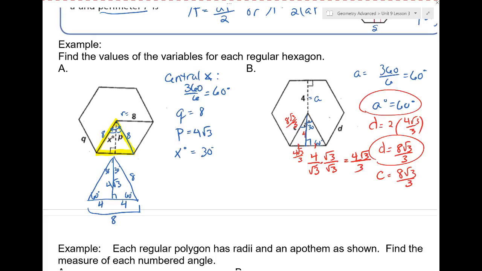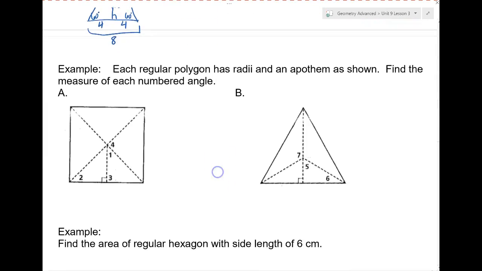All right, let's see if we can keep going with these and see if we got a good pattern here. Oh, look, it says for each regular polygon has a radii and apothem as shown. Find the measure of each numbered angle. All right, first things first, you always solve for your central angle first. So guys, your central angle, which by the way is angle 4, what's it going to be? Yeah, it's 360 over 4, which is 90 degrees. So that's 90 degrees.